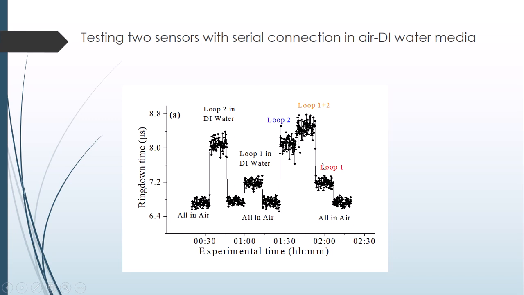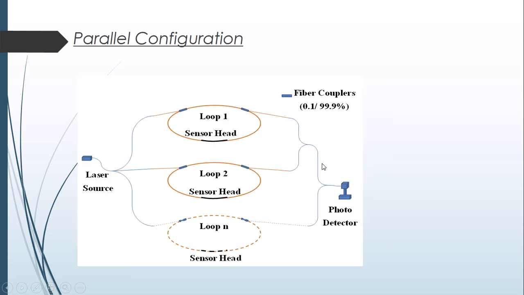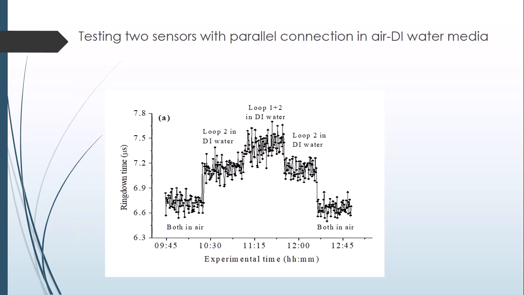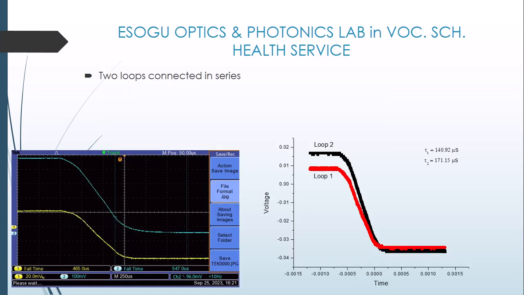Loop 1 and loop 2 were tested in water and air. And in the parallel configuration in this figure, when we connect loops in parallel, we got other data with air and DI water. We collected data and showed that sensors can be connected in series and parallel, and we can work with the system. This system was set up in the Eskişehir Osman Gazi University Optics and Photonics Laboratory in the Vocational School of Health Service. This is the first laboratory in Eskişehir, actually.